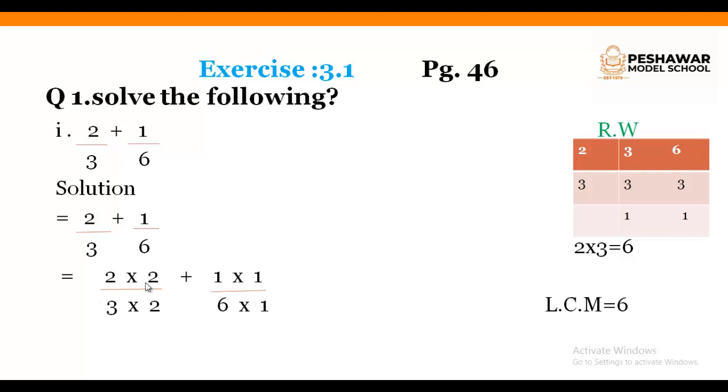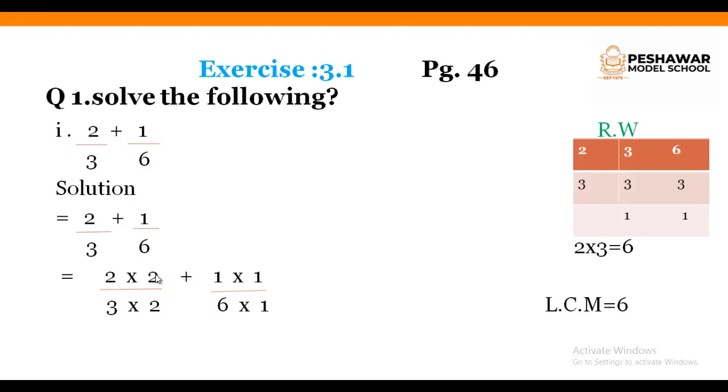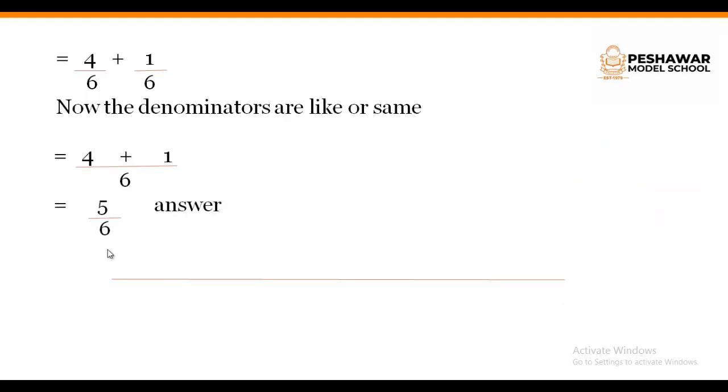Now I am going to multiply 2 with 2. 3 by 2, 3 multiply with 2. 1 multiply with 1, 6 multiply with 1. So I will get 4 by 6 by multiplying, 2 2s are 4. Then 1 1s are 1, and now the denominators are same, 6 and 6. Now the addition is possible. Like fractions, 4 plus 1 is equal to 5. 5 by 6 is your answer.